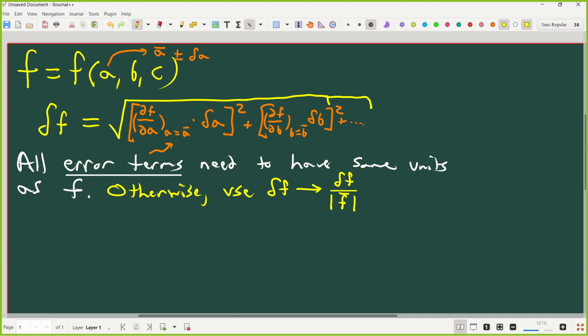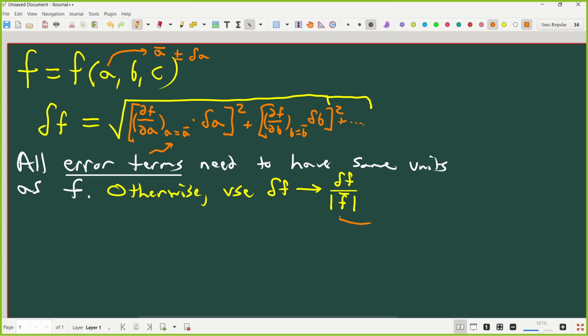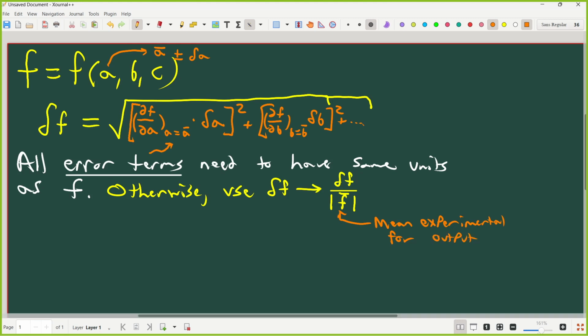at the values of the volume, the pressure, and the temperature that you measure, right? The average values. So this is your mean experimental value for the output. And you would want to consider that for the variables as well, so I'll just add that, right?